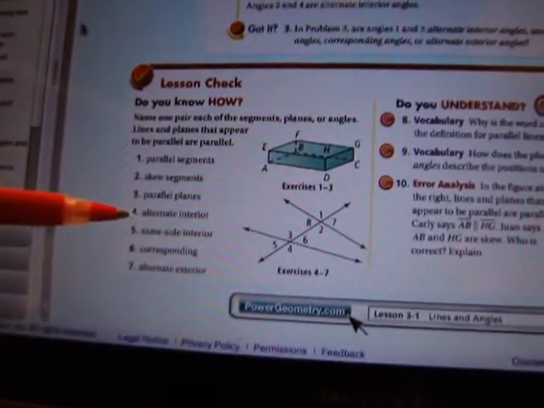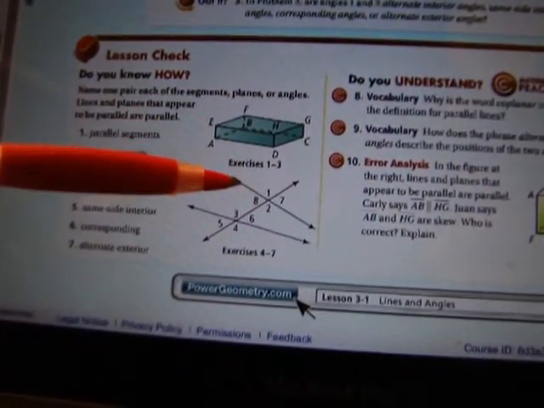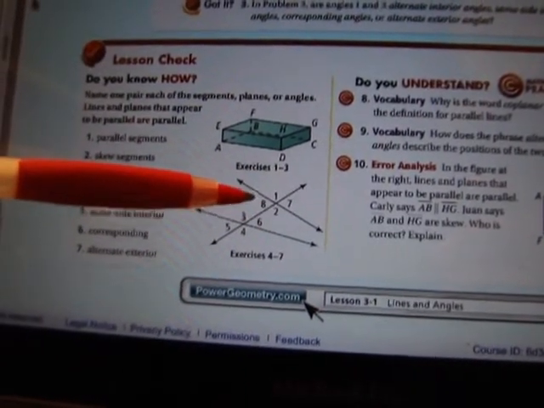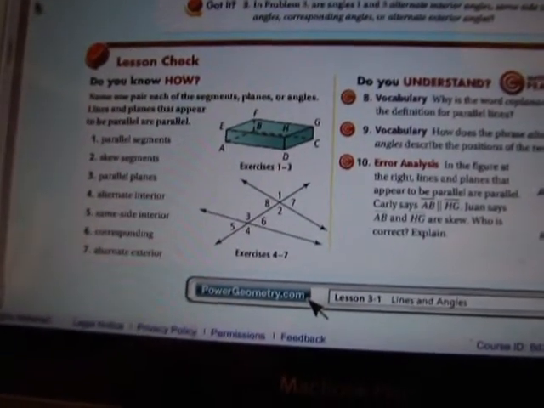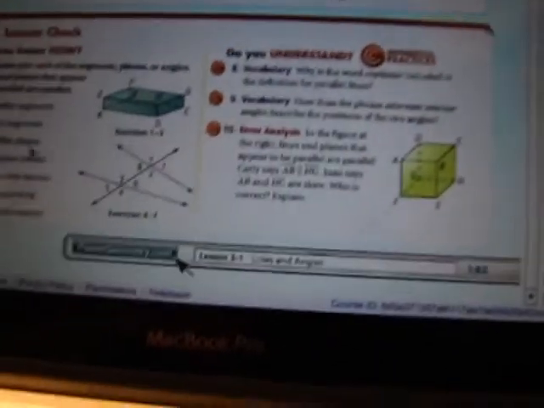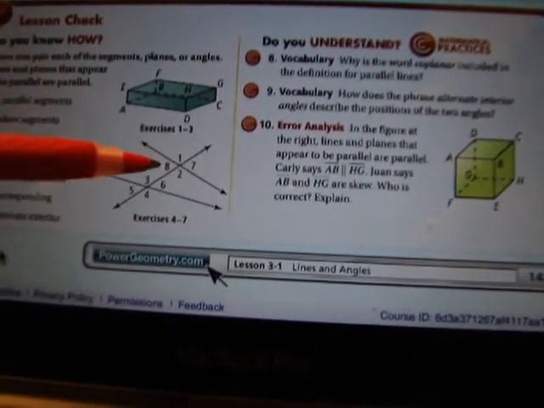Okay, that's 18. Okay, number 4. It says alternate interior. Okay, alternate interior. So the ones that are interior would be 2, 8, 6, and 3. Alternate interior means the ones that are on opposite sides.